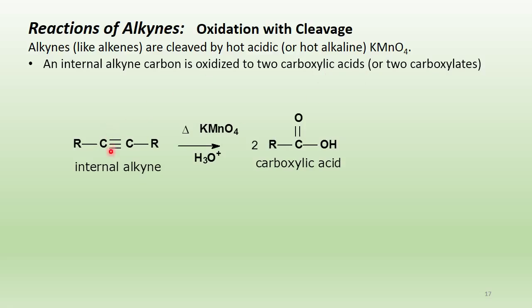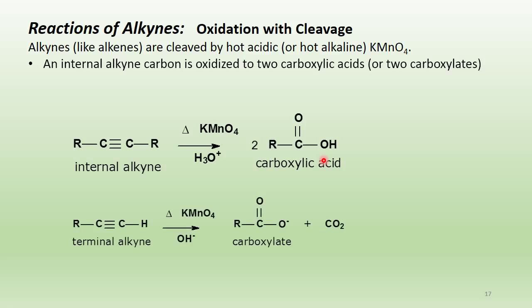So this will cleave here. Each alkyne carbon is bonded to one other carbon and therefore becomes a carboxylic acid. Since there are two of them, we get two equivalents of that as a product. This is an acidic solution. If it was done in basic solution, these carboxylic acids would be deprotonated to carboxylates.